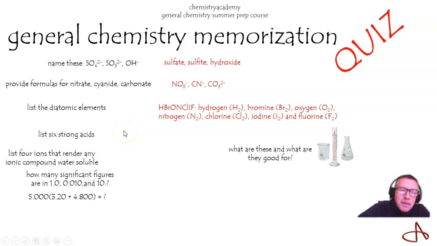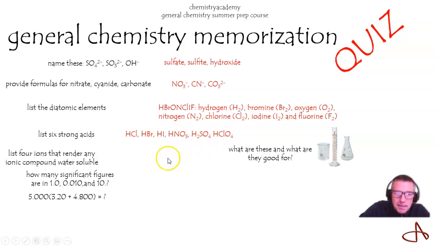What are the 6 strong acids? Hydrochloric, hydrobromic, hydriodic, perchloric, nitric, and sulfuric. Did I miss one? I don't think so. Hydrochloric, hydrobromic, hydriodic. Did I say that one?